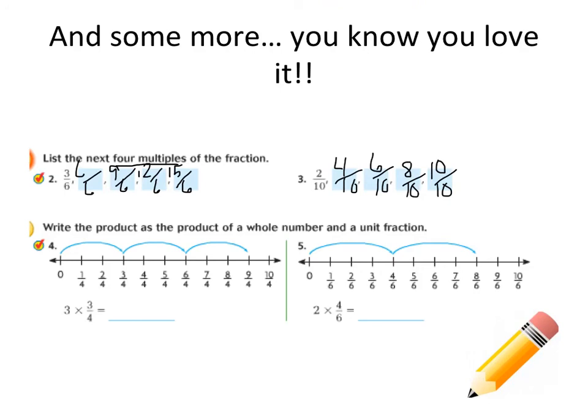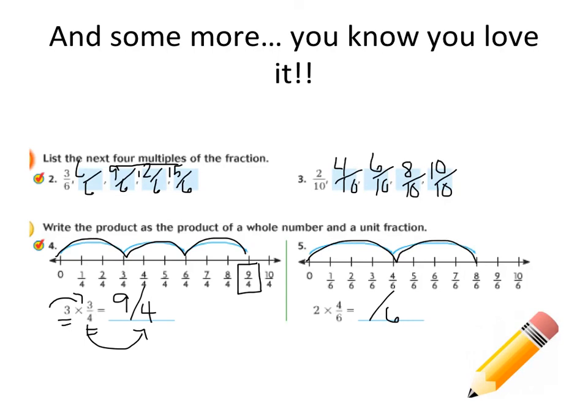When we look at number 4, you could use the number line to help you. And you see that if you're multiplying 3 hops by 3/4, then you've got 1, 2, 3, 9/4. You could have also used the strategy where you keep the 4, because the denominator doesn't change, and you multiply your whole number times your numerator. My denominator is not going to change, and I made 2 hops with 4 in each one. So when I multiply 2 times 4, I get 8.